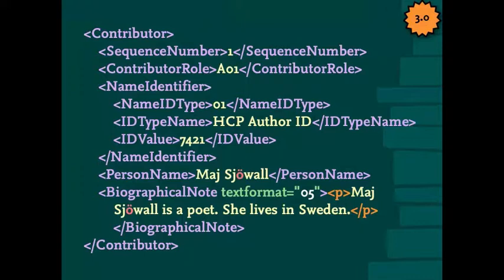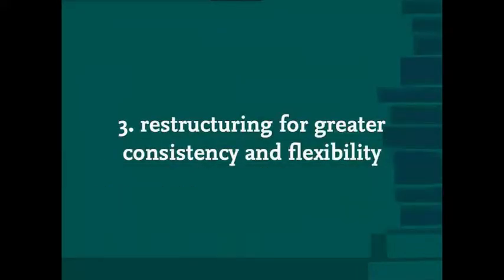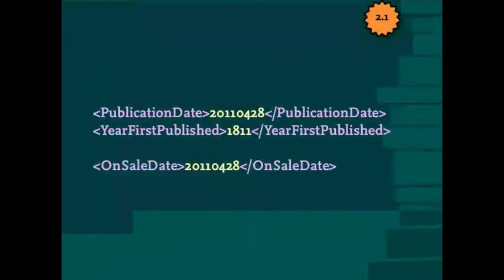The third type of change is restructuring for better consistency and better flexibility. In fact, you saw little of that already within the contributor element. But let's look somewhere else in the message. And I'll pick out this as an example of better flexibility. In ONIX 2.1, what you've got is a tag called publication date, and a tag called year first published, and a tag called on sale date. That's a kind of sales embargo. Do not sell it before this date.